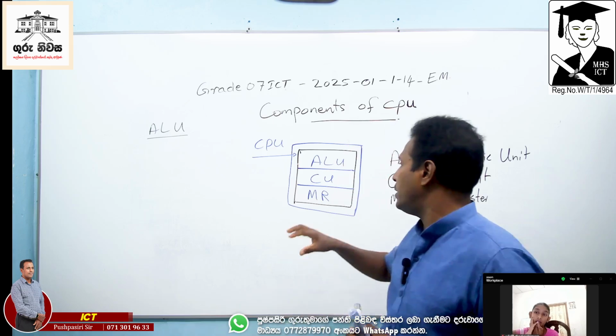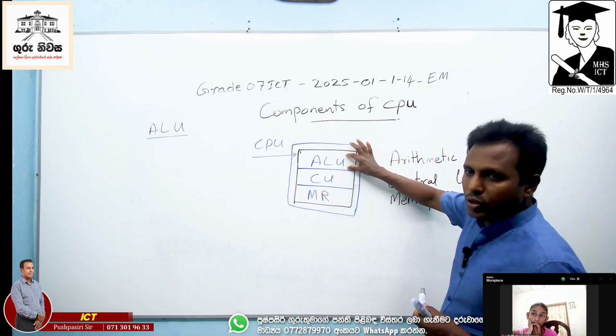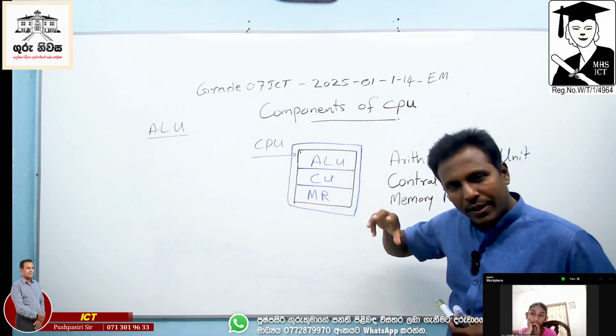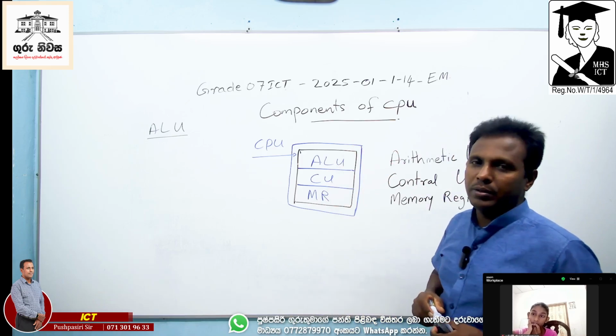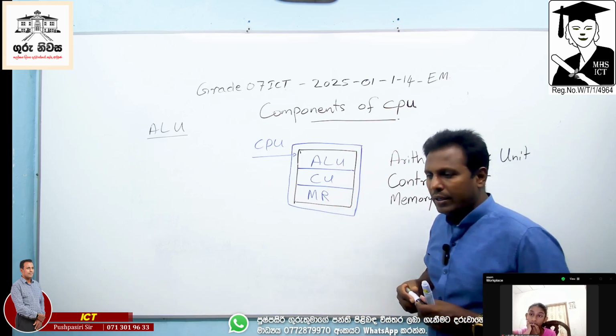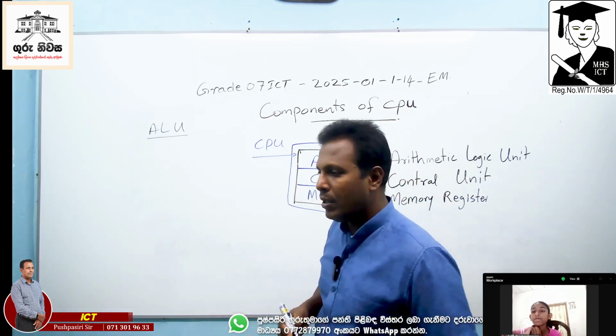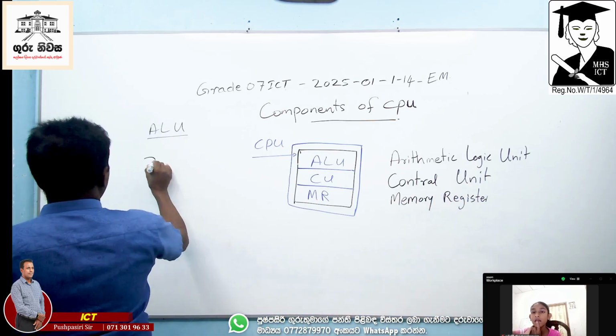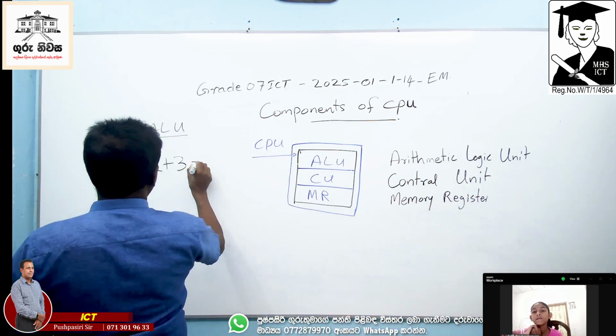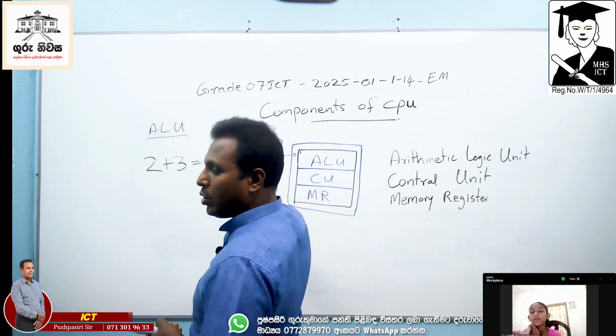In this processor, one part is called ALU. So what does it do in ALU? A means arithmetic, no? So that means for something like this, 2 into 3 equal 6, right?